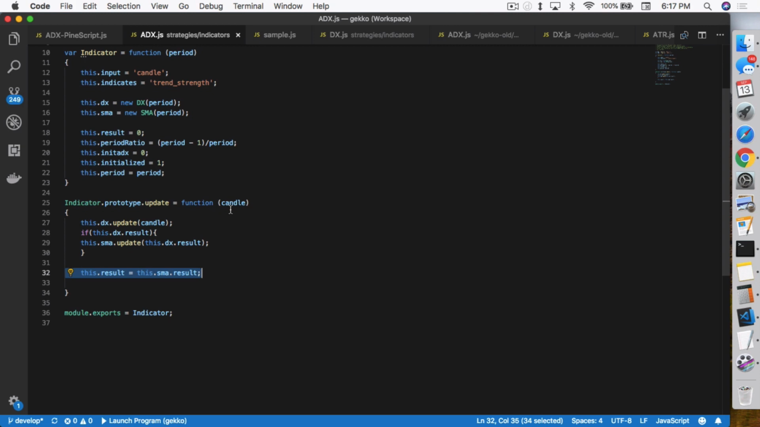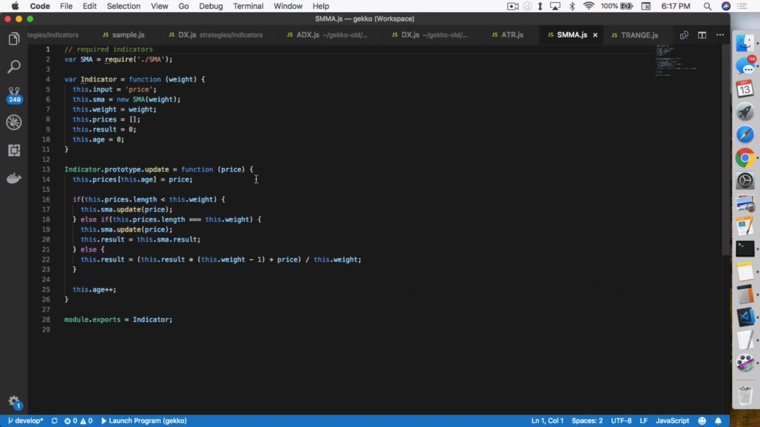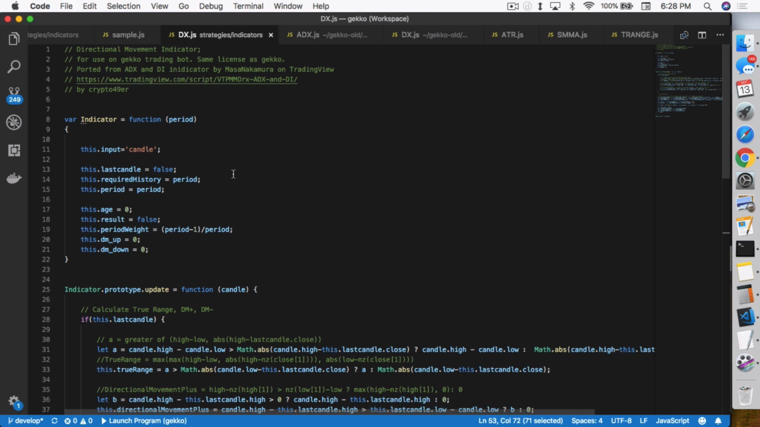So in this case, the ADX indicator requires a candle. Some other indicators would require other stuff. For example, SMMA uses price. So those two I see a lot. When you're calling an indicator, the indicator is fed automatically the candle information at every new candle.